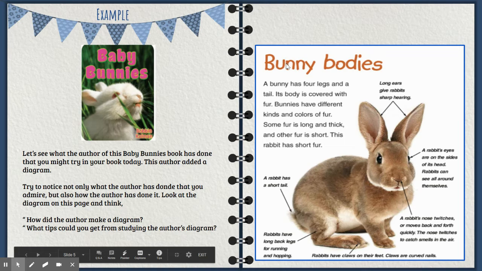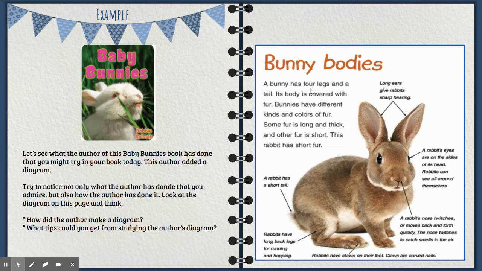This author wrote Bunny Buddies. A bunny has 4 legs and a tail. Its body is covered with fur. Bunnies have different kinds and colors of fur. Some fur is long and thick, and other fur is short. This rabbit has short fur.